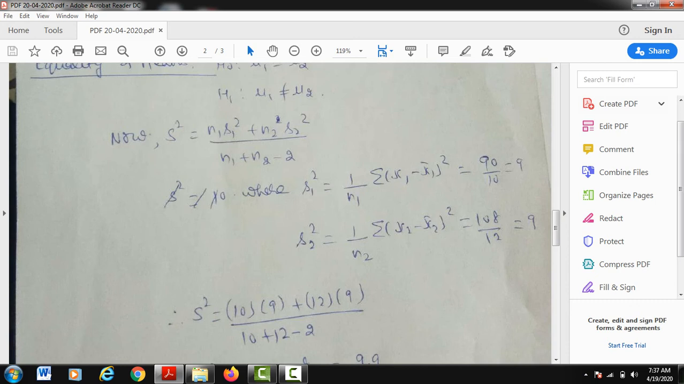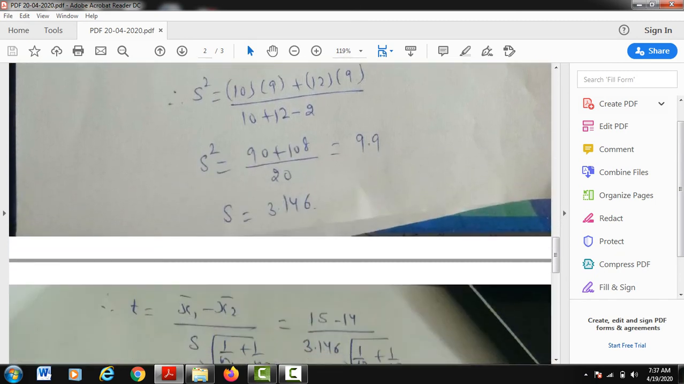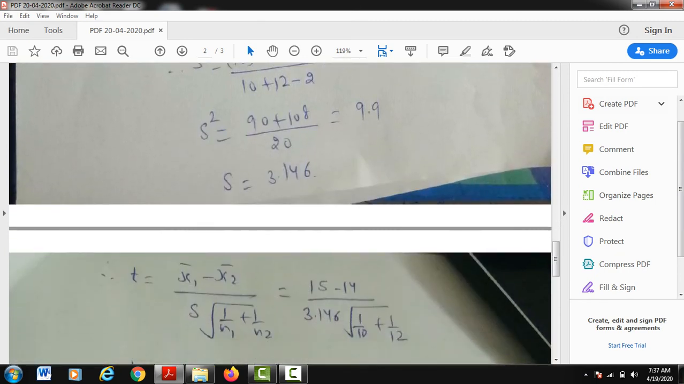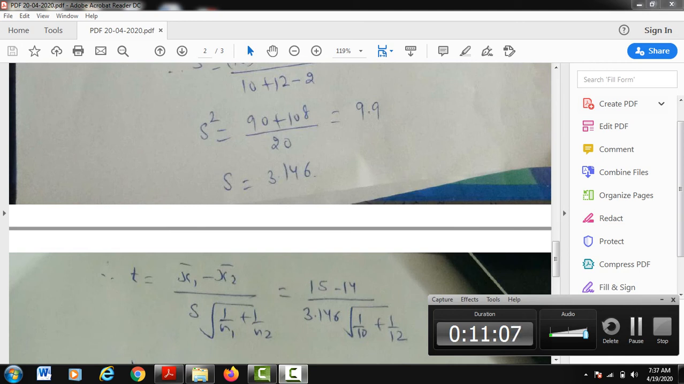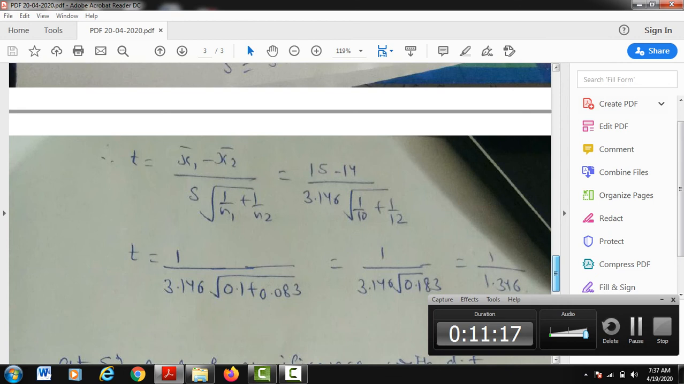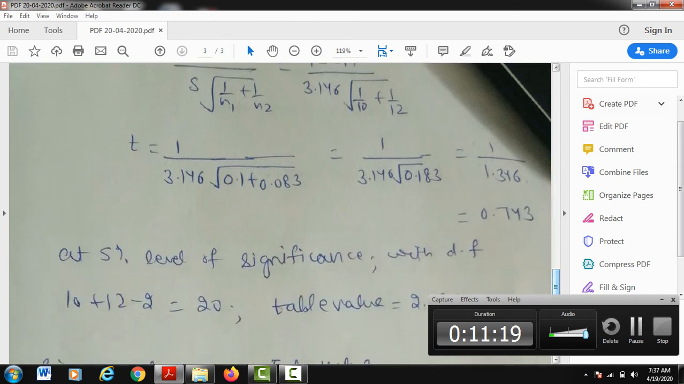So putting the values of n1, n2 and s1 square, s2 square in the capital S square formula, students, please verify the calculation. The value comes to be 3.146, small capital S. Okay. Now what is the formula for the t statistic? The formula for t statistic is given by x1 bar minus x2 bar over capital S under root 1 upon n1 plus 1 upon n2. So it comes to be x1 bar is 15 minus 14 over, I am writing the values, and on being calculated I am getting the calculation as 0.7. Please students verify this calculation.